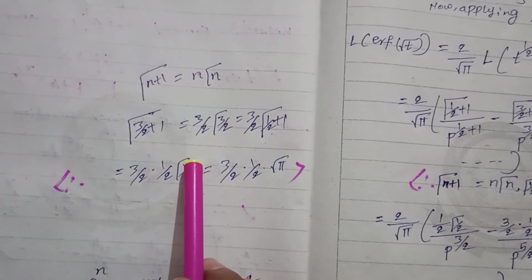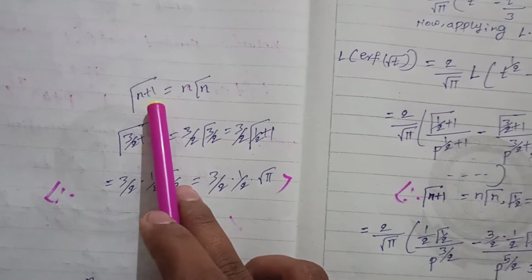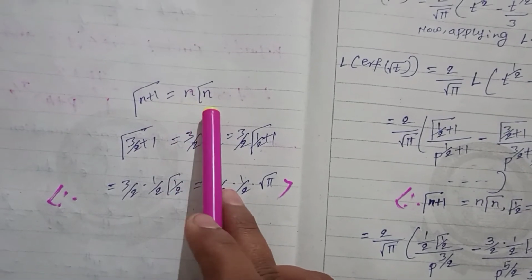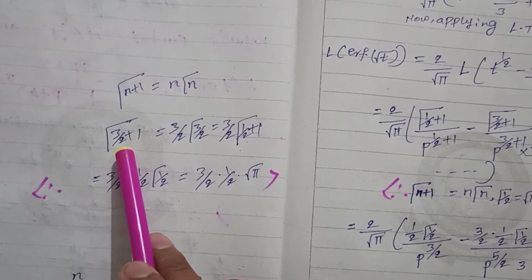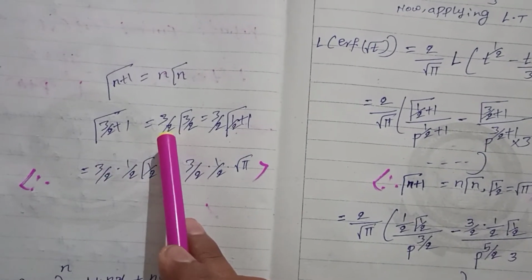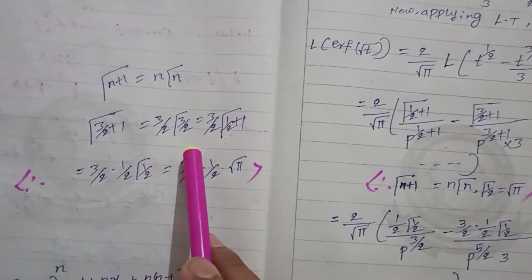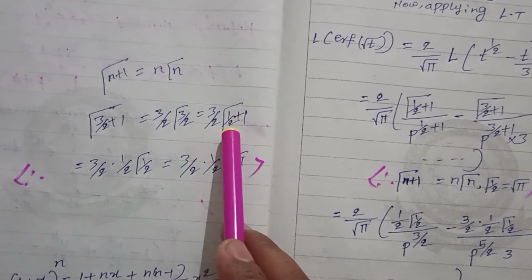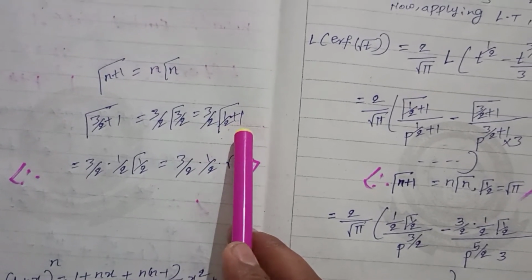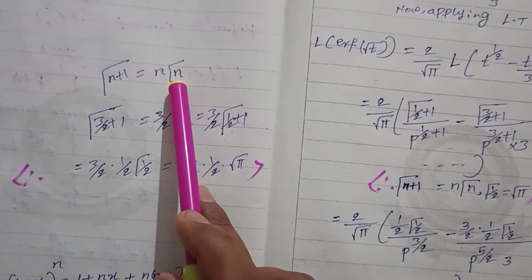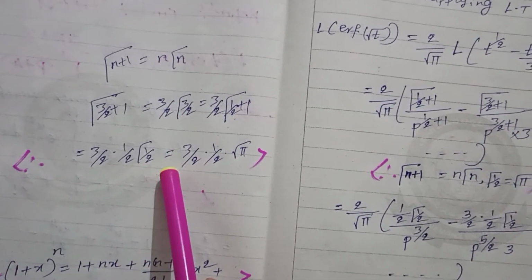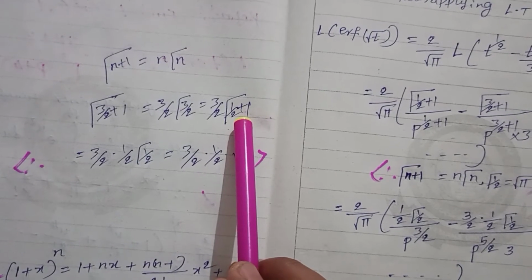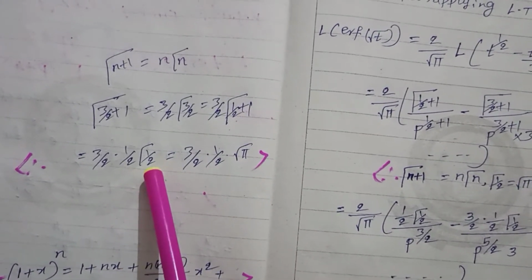See here, by using this formula, gamma of n plus 1 is equal to n gamma n. So here in n place we have 3 by 2. So n gamma n, by using this one we write here. So 3 by 2 can be written as 1 by 2 plus 1. Here again by using this gamma function formula, you can write like this. Here n is half, that means 1 by 2, n into gamma n.